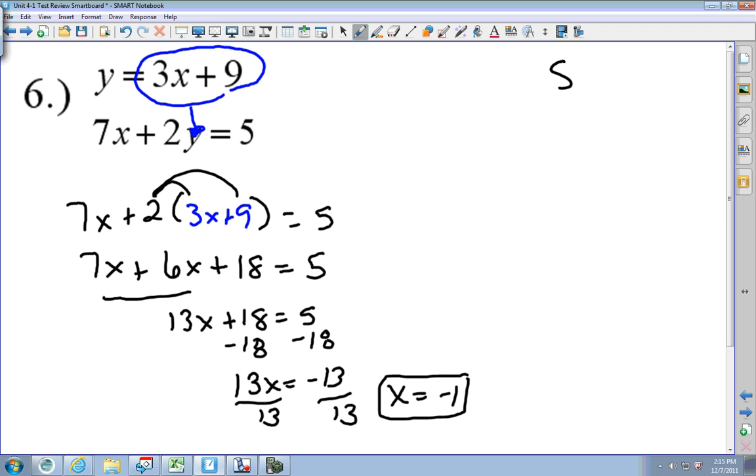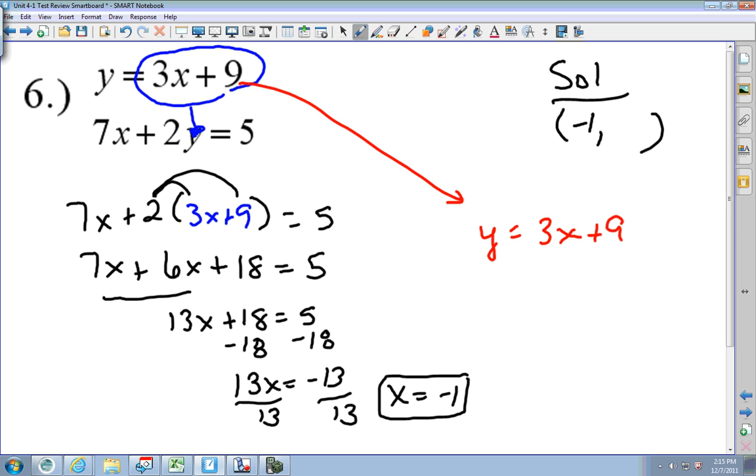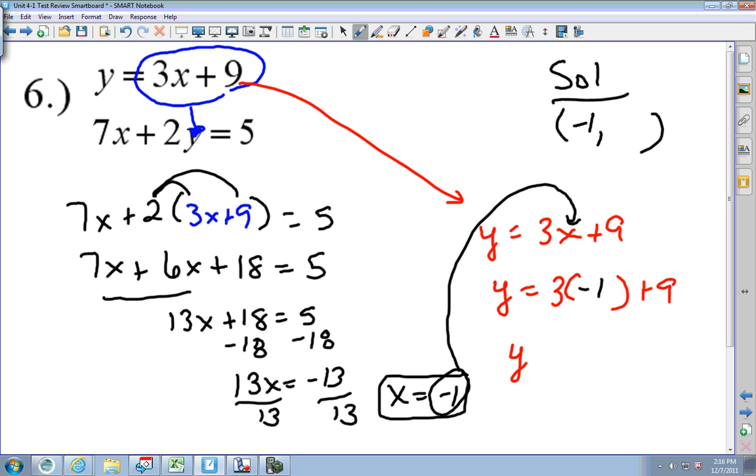So my solution, I have my x number, a negative 1. Okay, let's bring this down to find my y. Y equals 3x plus 9. X is negative 1. You put it right there. I have y equals 3 times negative 1 plus 9. Y equals negative 3 plus 9. Y equals 6.